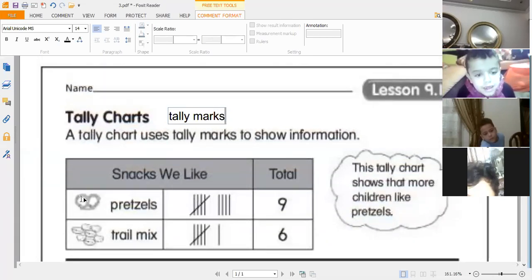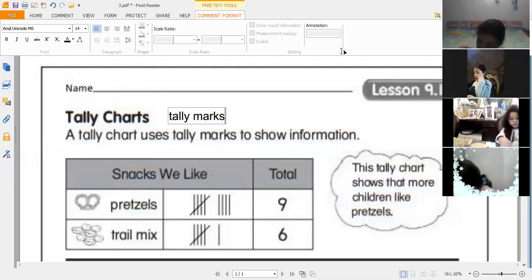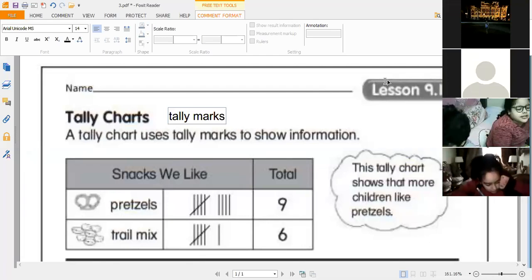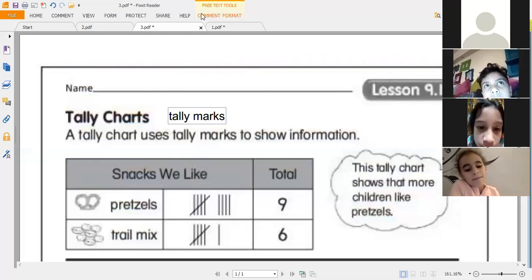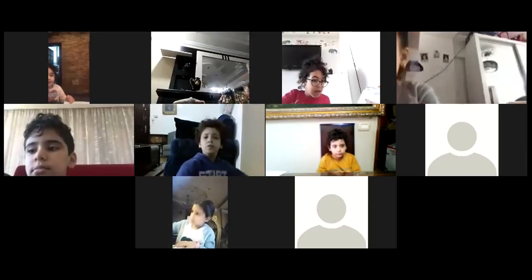How many snacks can you see here? Which snacks are here? Pretzels and trail mix. Do you know what the pretzels and the trail mix are? I will show you a photo of the pretzels and the trail mix to imagine them.